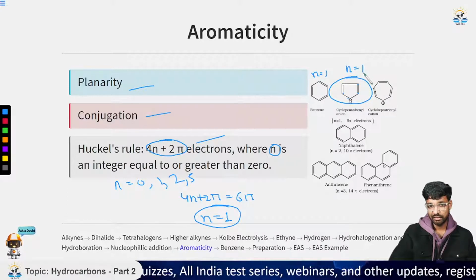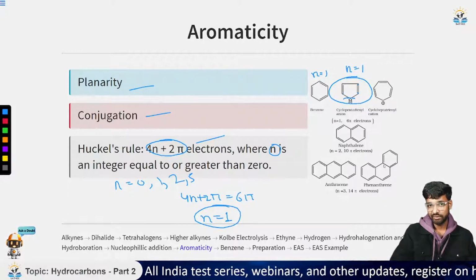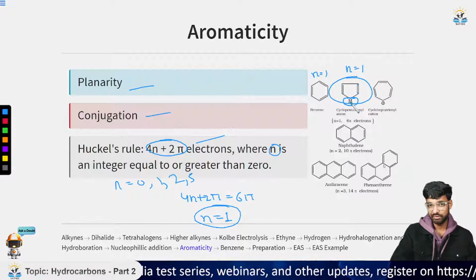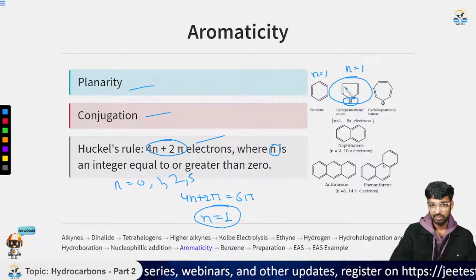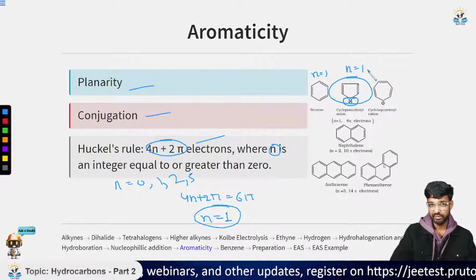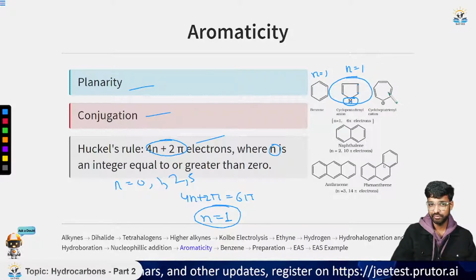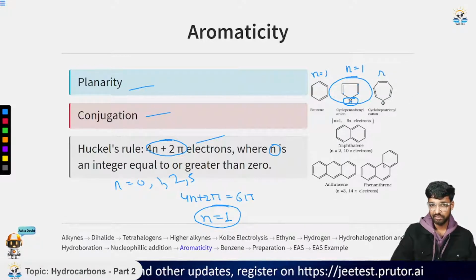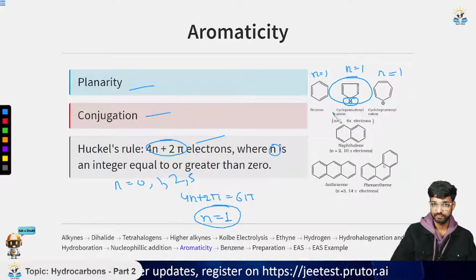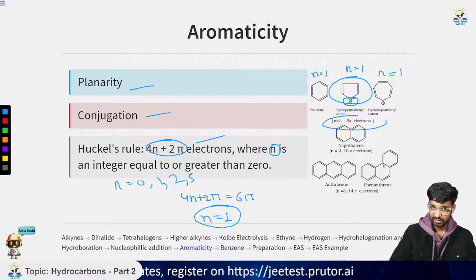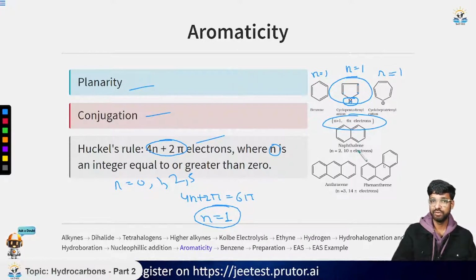Similarly, this is also a pi electron, so do not get confused. It is also a pi electron, so this is a pi electron plus 2 plus 2, a total of 6. So n equals 1 here also. It is also 6 pi electrons, so n equals 1. So all of these have 6 pi electrons and n equals 1 for each of these.